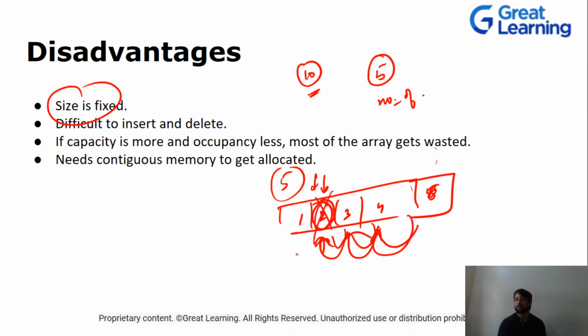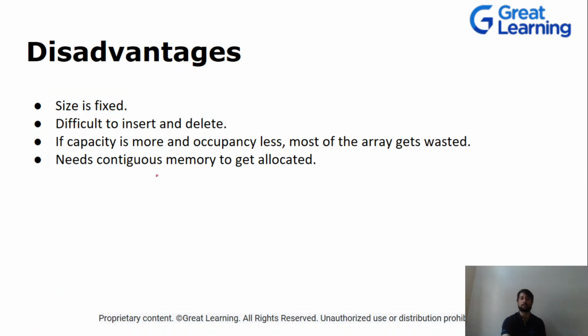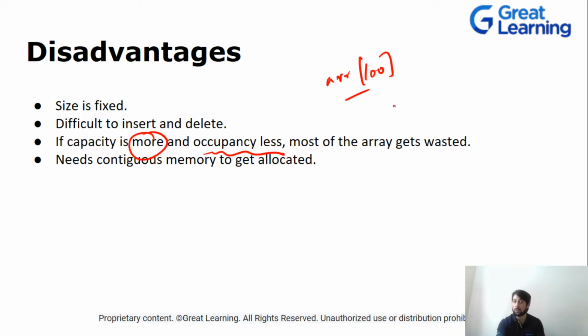Else there will be a zero value, or there will be no element that is valuable to you, or you are exhausting your space unnecessarily. So you need to swap those things. That is what is meant by difficult insertion and deletion. Now, if your occupancy is less but your capacity is more, that means you have unnecessarily declared your array of size 100, but you are only storing two elements in it.